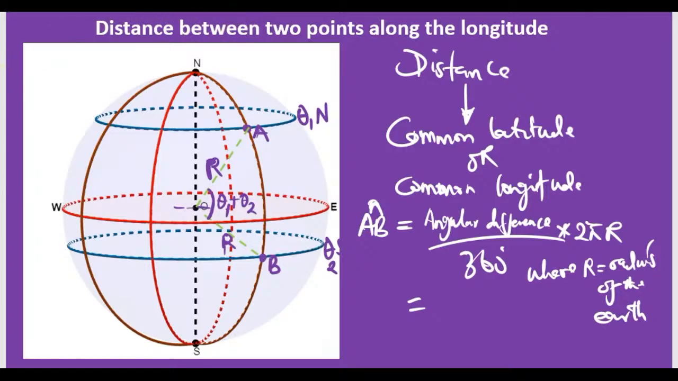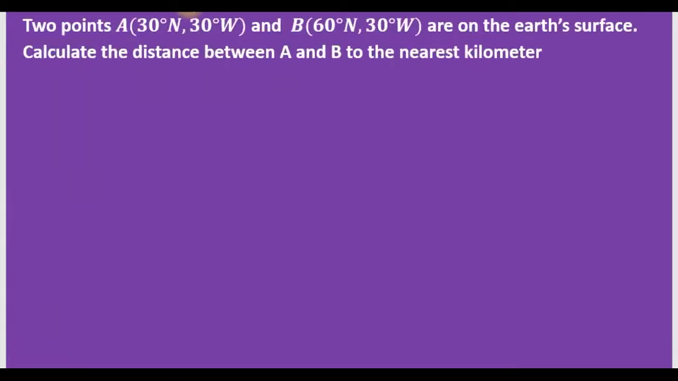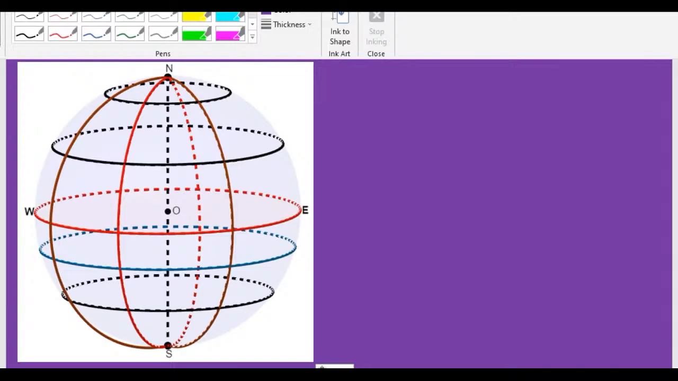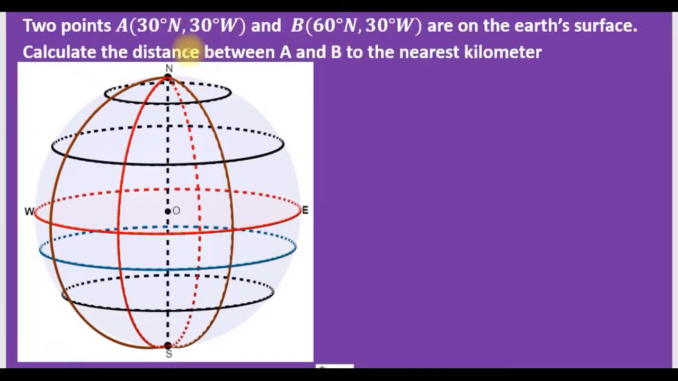Okay, look at this question. They say two points A and B are on the earth's surface. Calculate the distance between A and B to the nearest kilometer. See my globe, let's locate the points. They say 30 north, 30 west, and 60 north, 30 west. Let's take the red one to be 30 west.